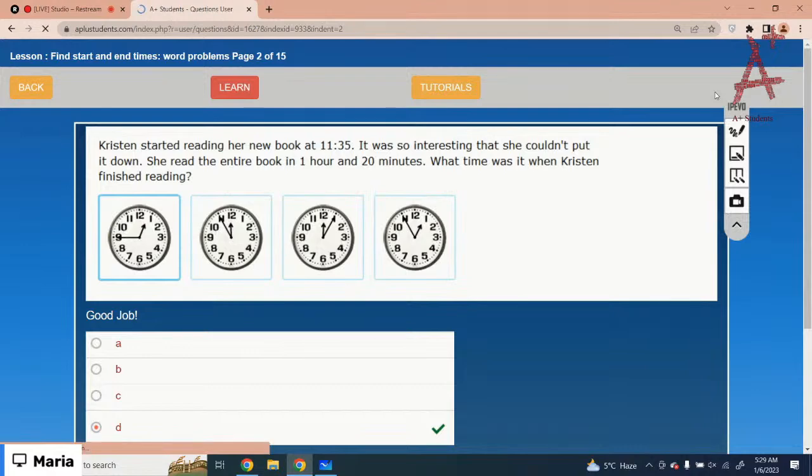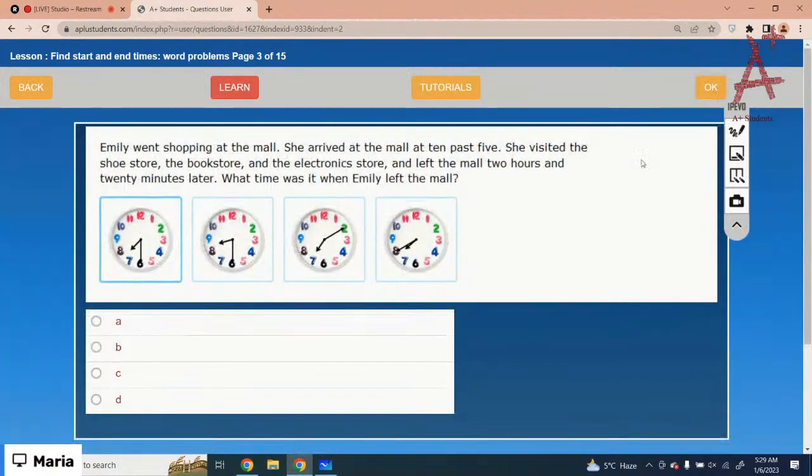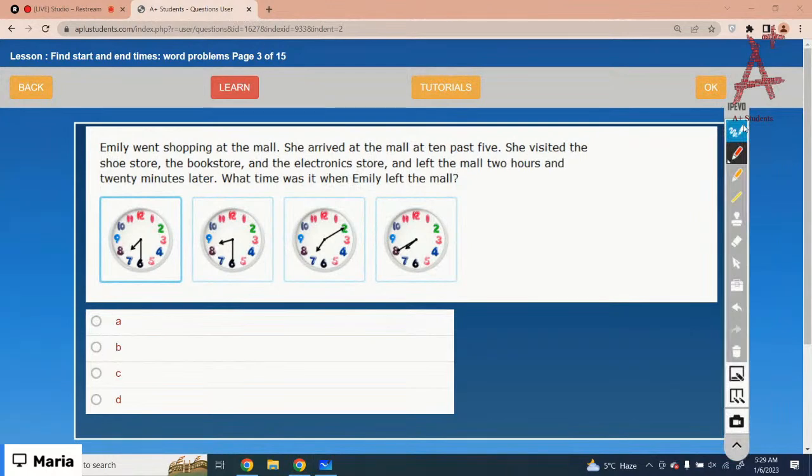Okay, the next one is Emily went shopping at the mall. She arrived at the mall at 10 past 5. So that means the start is 10:05. Got it? She visited the shoe store, bookstore, electronic store and left the mall after 2 hours and 25 minutes. So what time was it when Emily left the mall? Add 2 to 10, so it would be 12, and 25 plus 5 is 30. That means she left the mall at 12:30. Got it?